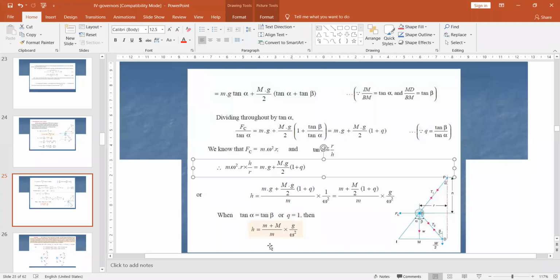Now, when tan alpha equals tan beta, for q equals 1, that means when the lengths of the arms and the links are equal, we simply substitute q equals 1. Why? Because tan alpha and tan beta are both equal. So the equation becomes small h equals small m plus capital M by small m into g by omega square.